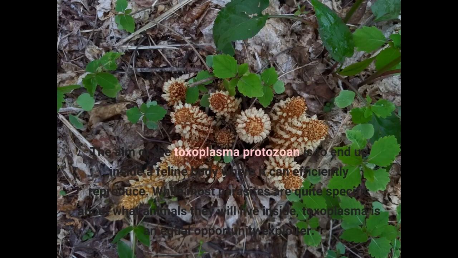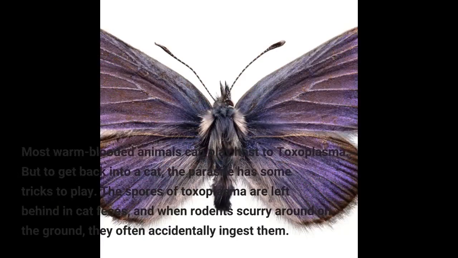While most parasites are quite specific about what animals they will live inside, Toxoplasma is an equal opportunity exploiter. Most warm-blooded animals can play host to Toxoplasma. But to get back into a cat, the parasite has some tricks to play. The spores of Toxoplasma are left behind in cat feces, and when rodents scurry around on the ground, they often accidentally ingest them.